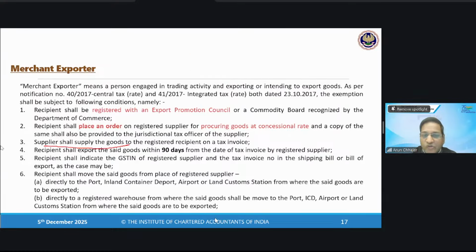Supplier shall supply the goods to the registered recipient on a tax invoice. Okay. Recipient shall export the said goods within 90 days from the date of the tax invoice by the registered supplier. Recipient shall indicate the GSTIN of the registered supplier and the tax invoice in the shipping bill or bill of export as the case may be. So these are some conditions: he will indicate the GSTIN of the supplier and the tax invoice in the shipping bill. So Yogesh, have you done any practical case or practical training on this?